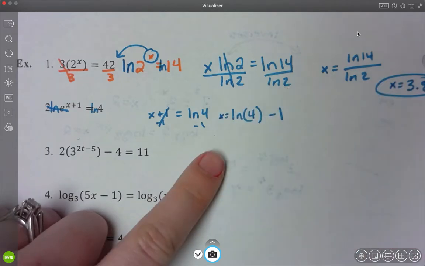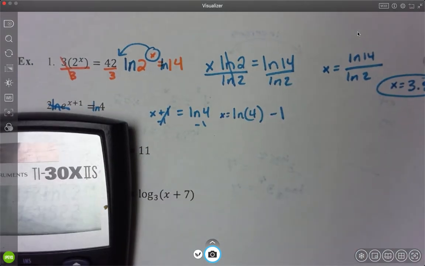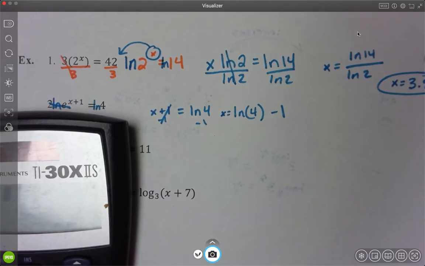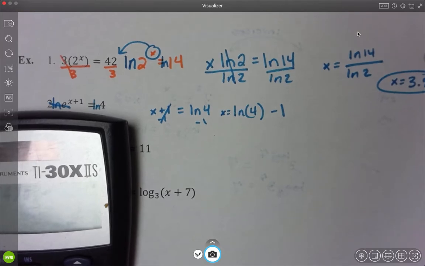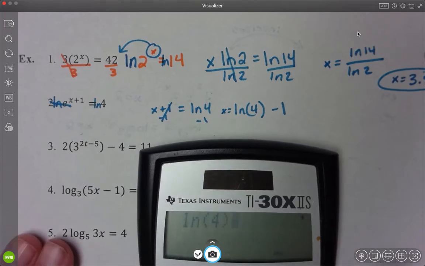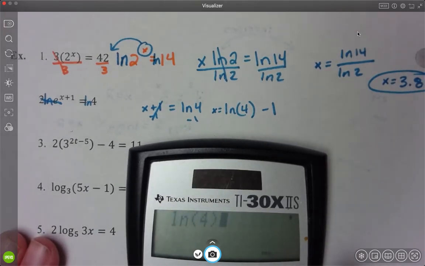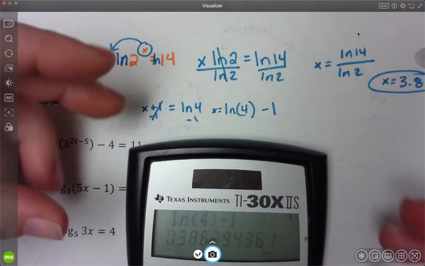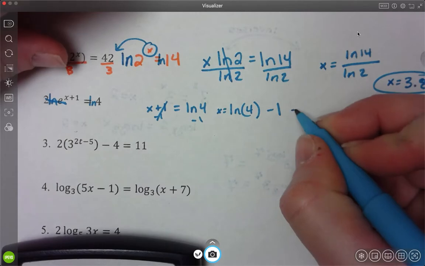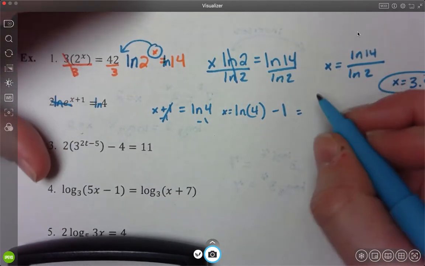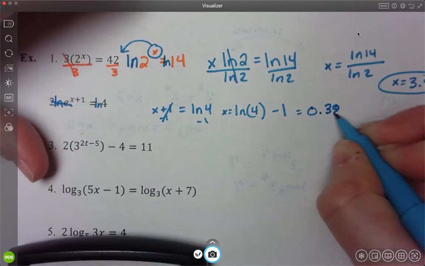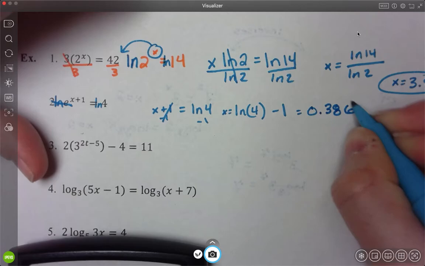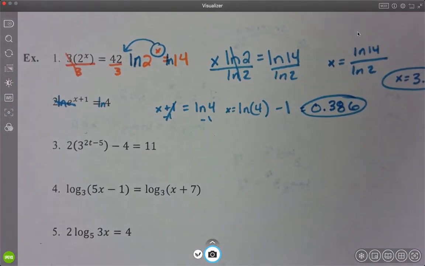So then I just type that in. ln of 4, close parentheses. I don't know if you can see my calculator here very well. Yep, there you go. Minus 1. Okay. And I get 0.39. Actually, let's go 3 decimal places. 0.386 is what x will be. Okay. All right, so a couple more of these.